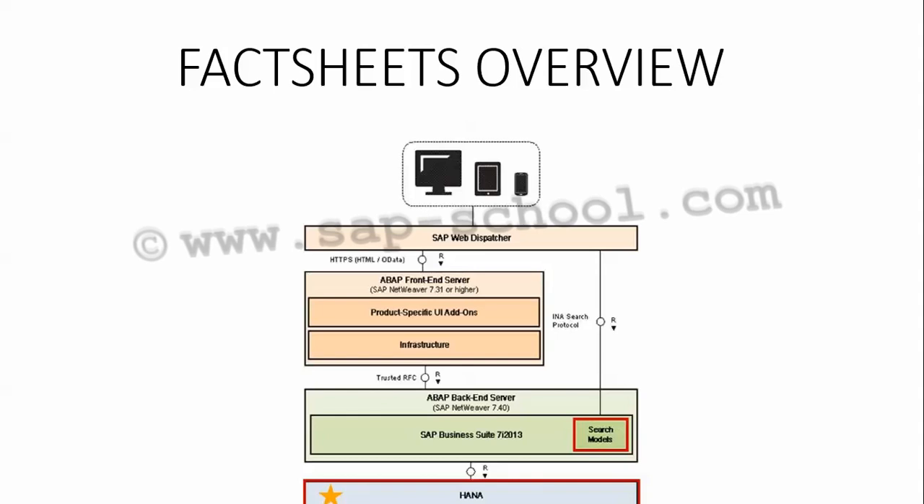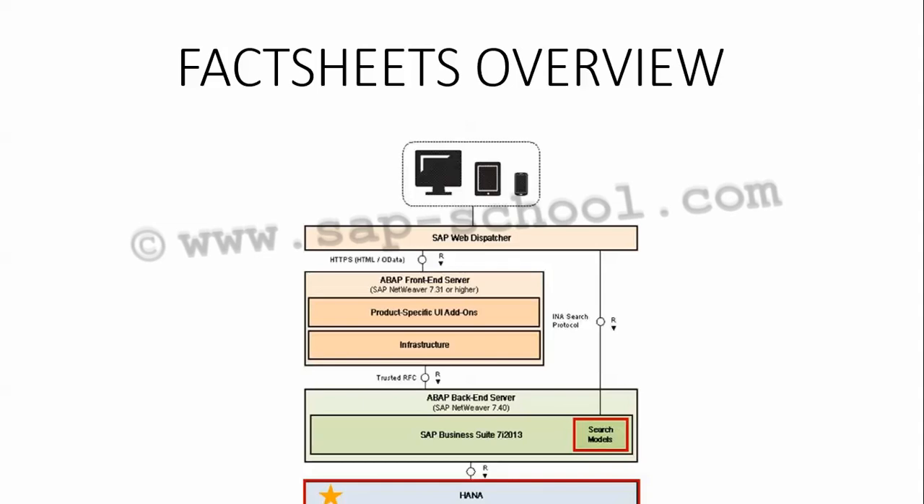So in this slide we can see the SAP Web Dispatcher on the top. After that we have the front end, and then we have the backend server. So my search models reside in my backend server, and as the lowest layer we have the HANA DB. So we cannot have any other DB except for SAP HANA for my fact sheets.